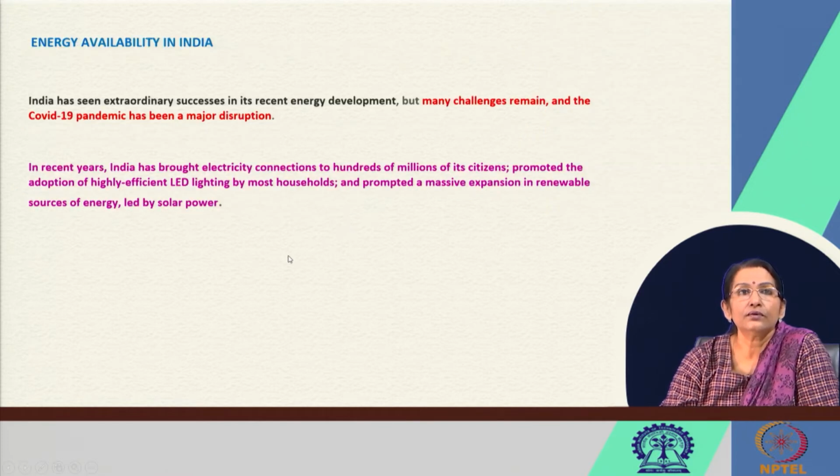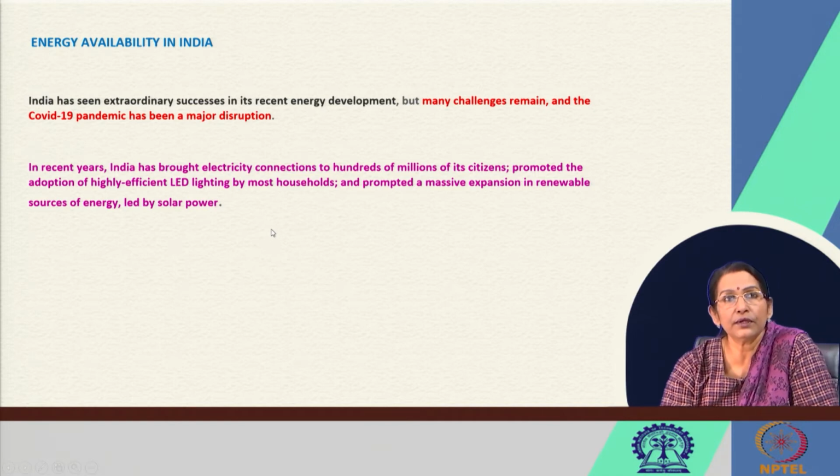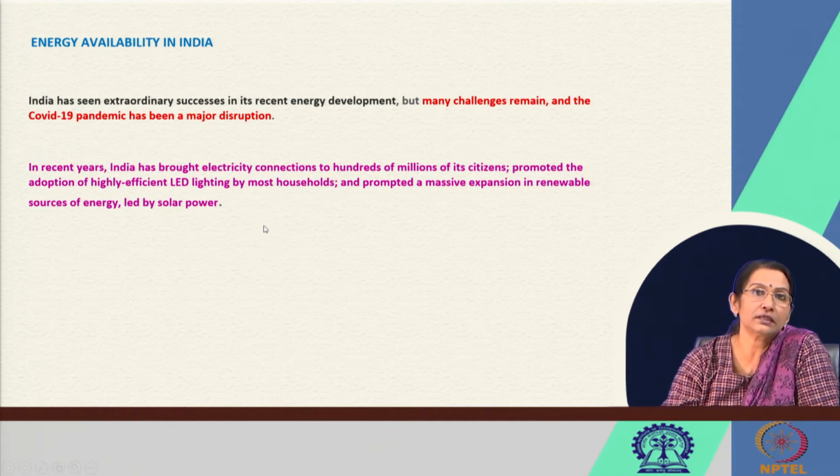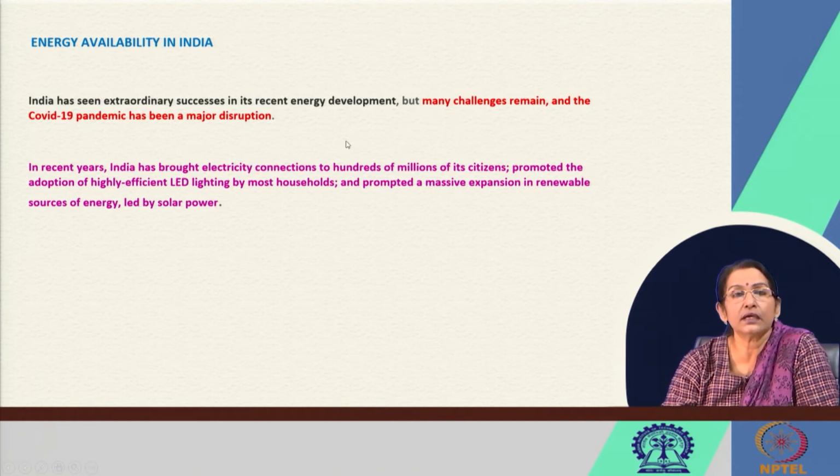The government of India has made extraordinary success in recent energy development, energy research, and in facing the energy challenges by investing in solar energy and wind power energy. But this COVID pandemic has created a major disruption in this process.